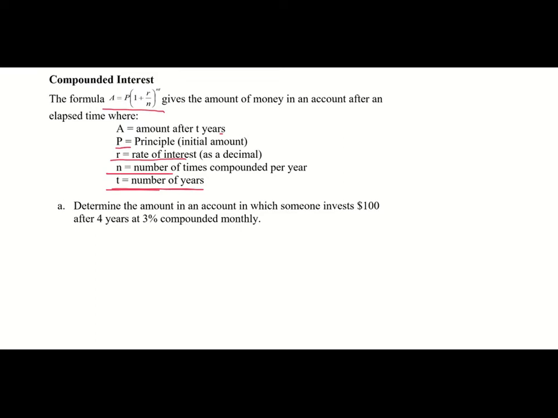So we are going to use this formula to determine the amount in an account in which someone invests $100. And I want to know how much is in the account after 4 years at 3% compounded monthly. So 100 is going to be my P. It's what I put in. 4 is going to be the T. 3% as a decimal, remember you move it over twice, is 0.03. And that is going to be my rate. And then N, it's compounded monthly, so N is going to equal 12 because there's 12 months in a year.